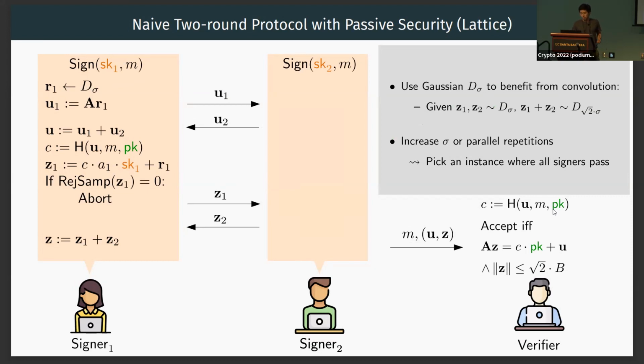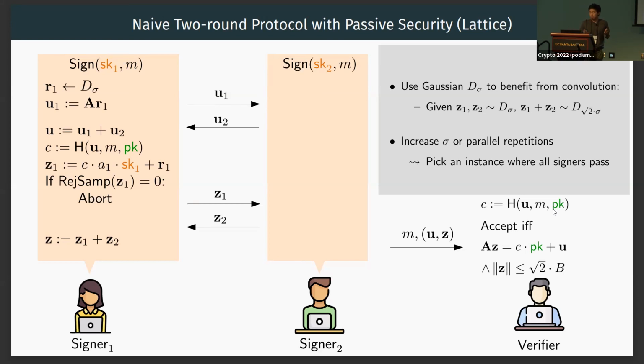Okay, so also because we have to wait for all the parties to pass the rejection sampling simultaneously, in order to minimize the number of rejections, you either have to increase the Gaussian parameter accordingly or perform parallel repetition so that you can pick one instance where all signers pass at the same time.